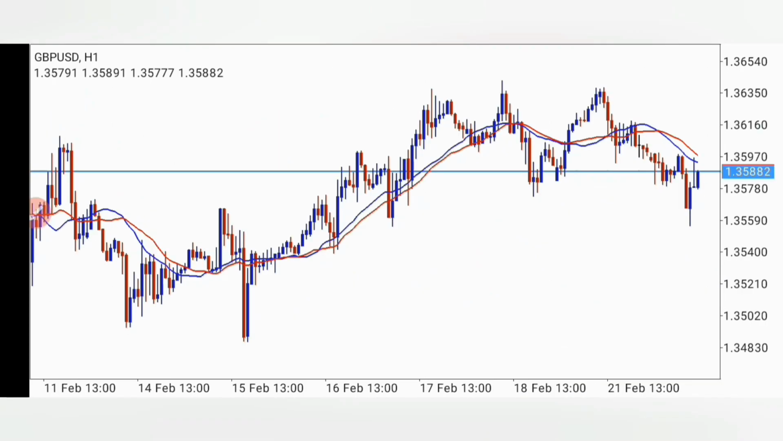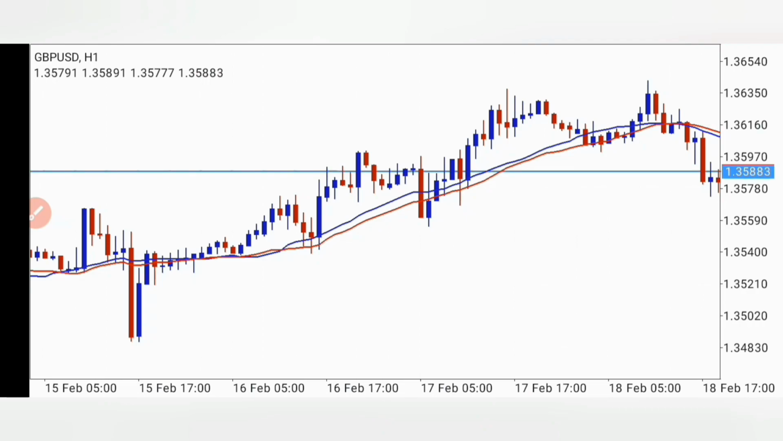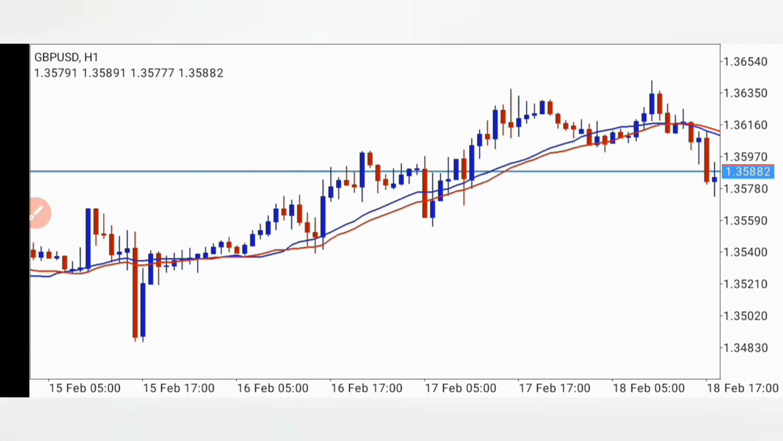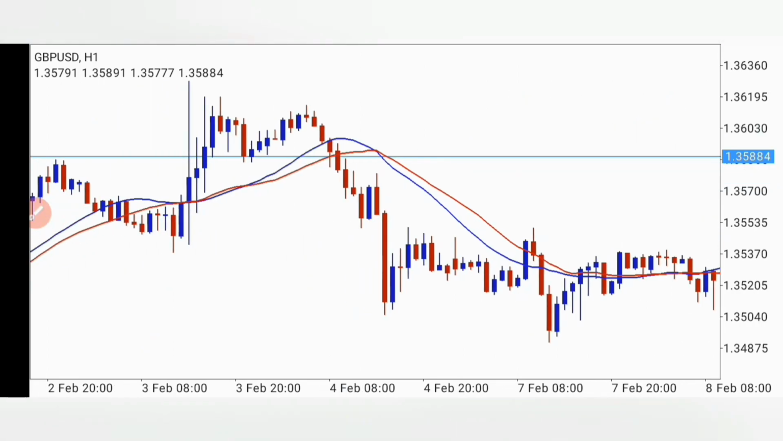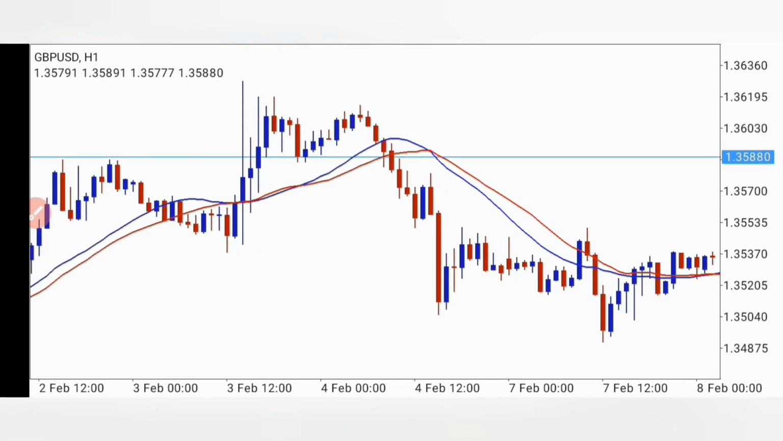But anyway, the moving average will help you in most everything. One thing I want you to bear in mind is that the moving average can be used as both support and resistance. The moving average will act as a support whenever the market is in an uptrend, and it will act as a resistance whenever price is in a downtrend.